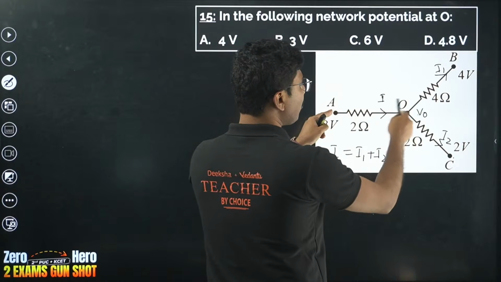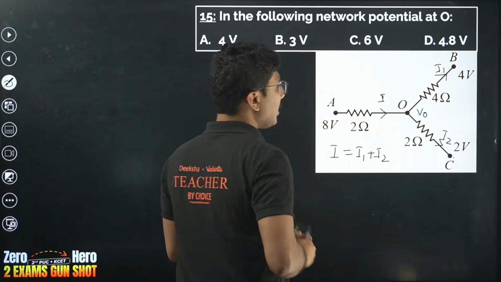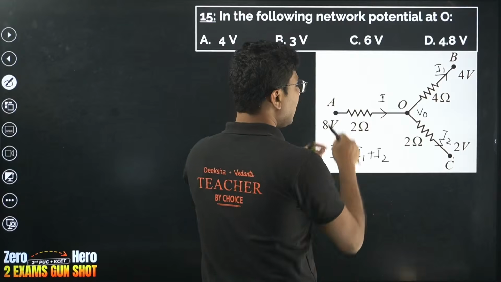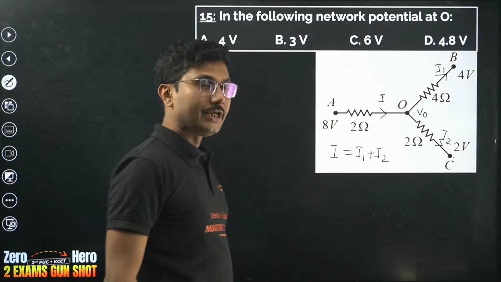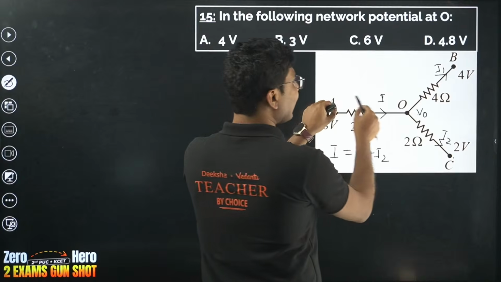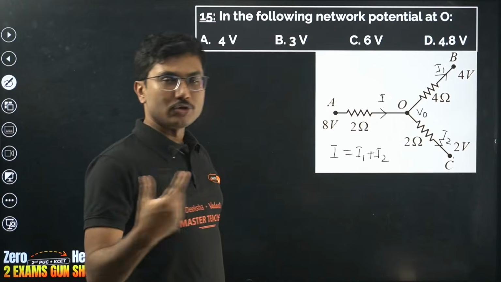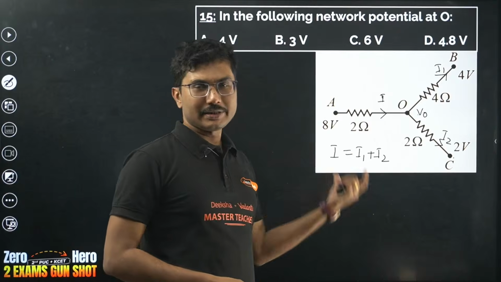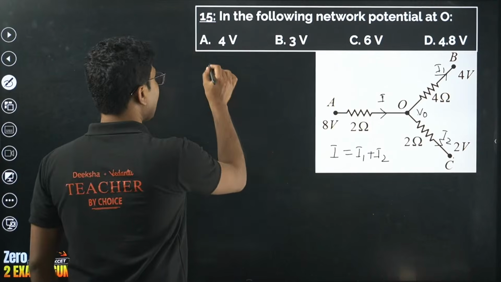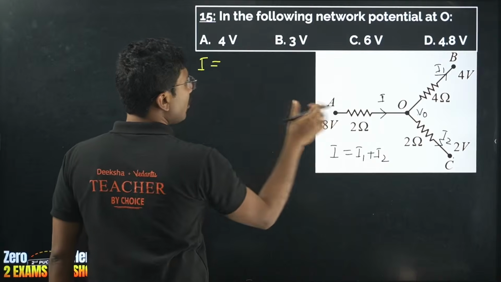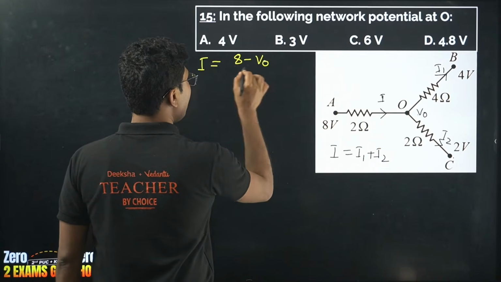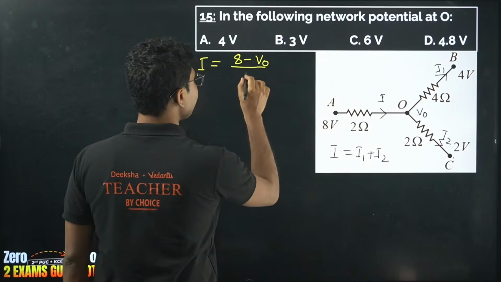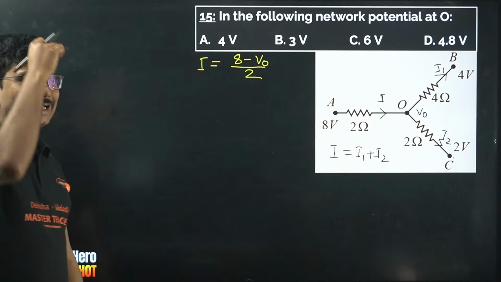Now consider this portion. This is a simple resistance. Through this simple resistance, this point is at 8 volt, this point is at V0 volt. So what is the current that is passing through this? So what is Ohm's law? Voltage difference divided by resistance. So current I is nothing but voltage difference, that is 8 minus V0, divided by the resistance, which is 2. So this is I current.